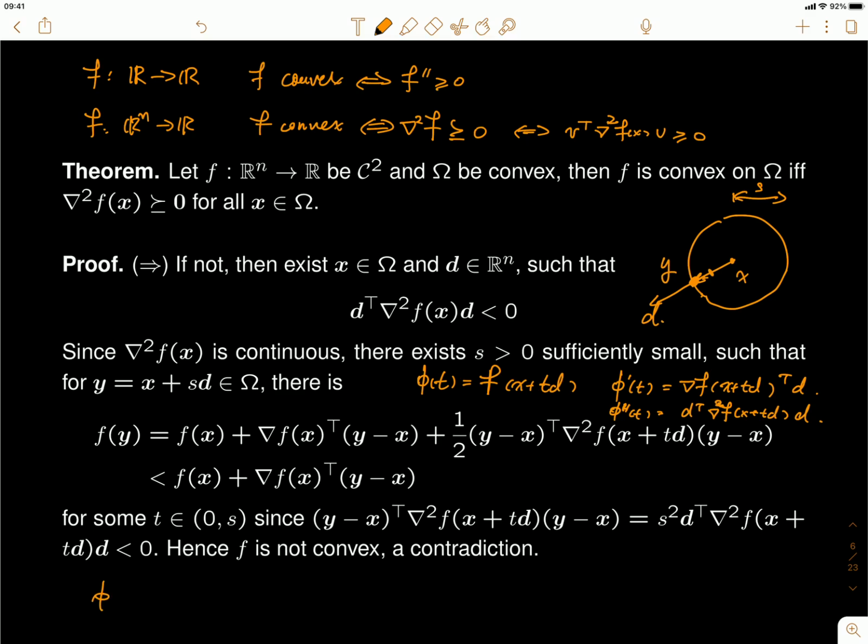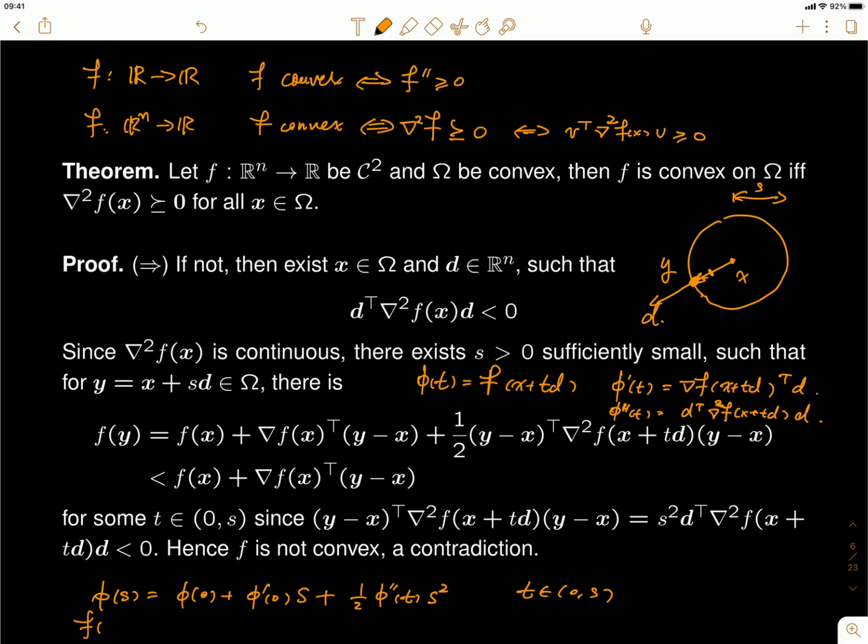So now phi of s is supposed to be phi of 0 plus phi prime of 0 times s plus 1/2 phi double prime of t times s squared, where t is between 0 and s. This is by Taylor's expansion. We know that the last term can have this t, and t is some number that we don't know, but we know what the range is. So then we can just write it out.